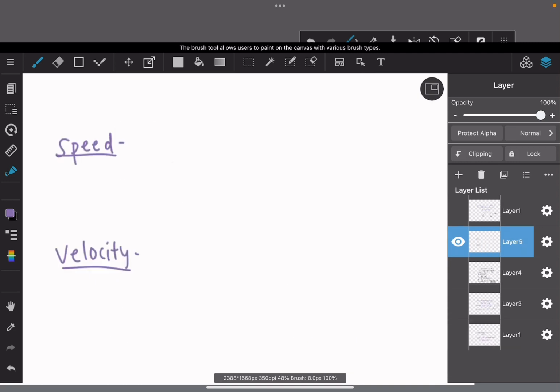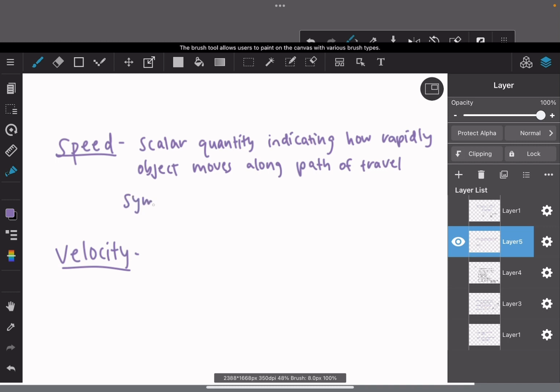All right, so now let's define speed and velocity. Speed indicates how rapidly an object moves along its path of travel. So would that be a scalar quantity or a vector quantity? Well, if you said a scalar quantity, you'd be correct, because it is the time rate of change in distance. The symbol for speed is just v. And to calculate the average speed, you would do the change in distance over the change in time.